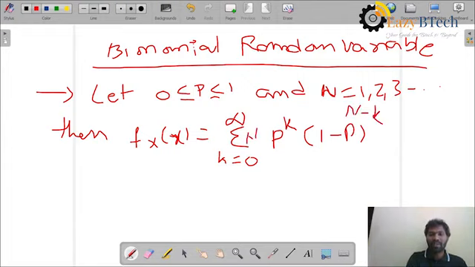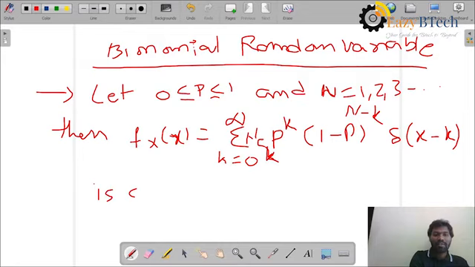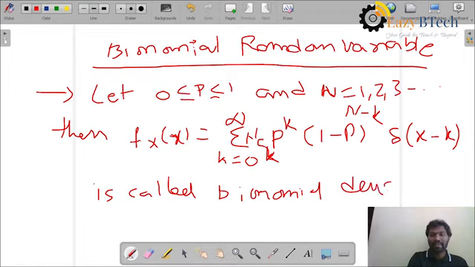Here you are having nCk and delta of x minus k, is called binomial density function.